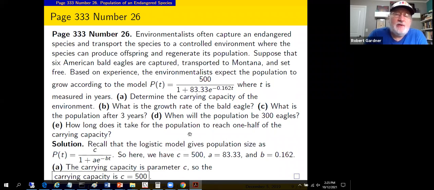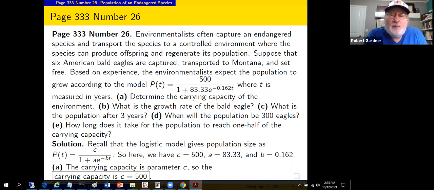Okay, so in a logistic model, we had A, B, and C as given here. This was the statement we had in the notes. So in this case, we have C is this number, C is 500. A is the coefficient of the exponential, so A is 83.33. And we had e to the negative bt. Here we've got e to the negative 0.162 t, so b is 0.162. So the carrying capacity is C equals 500. Units are eagles, I guess, if we keep up with the units, but that's population size.